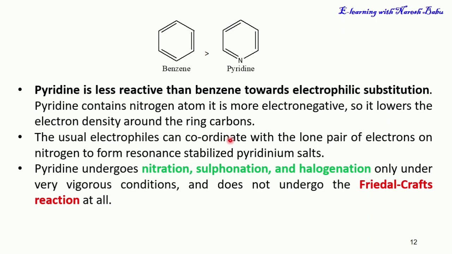The usual electrophiles can coordinate with the lone pair of electrons on nitrogen to form a resonance stabilized pyridinium salt. So instead of substitution on the pyridine ring, it is substituted at the nitrogen position, giving pyridinium compounds. Pyridine undergoes nitration, sulfonation and halogenation only under very vigorous conditions, not at normal conditions, and does not undergo the Friedel-Crafts reaction at all. We cannot observe the Friedel-Crafts reaction, but the nitration, sulfonation and halogenation reactions take place at the third and fifth positions under vigorous conditions.